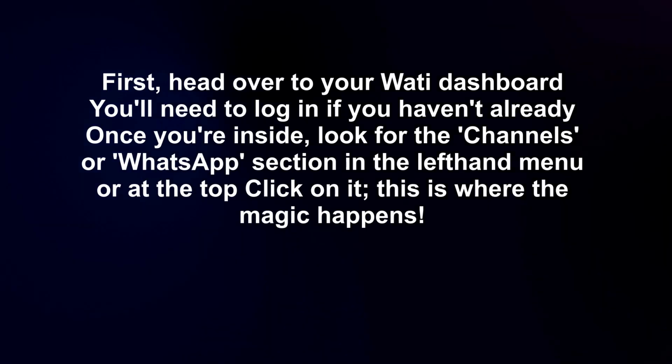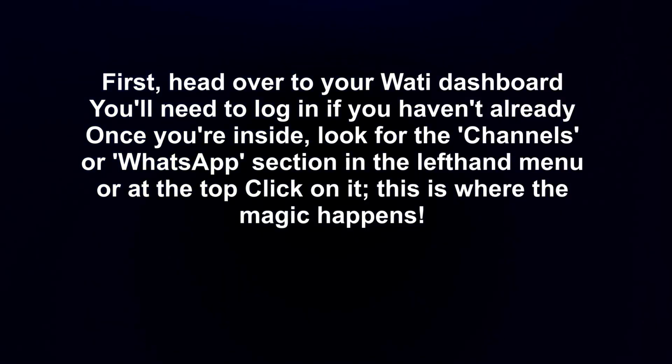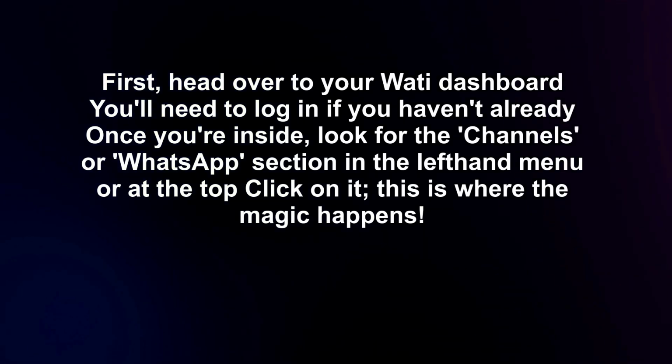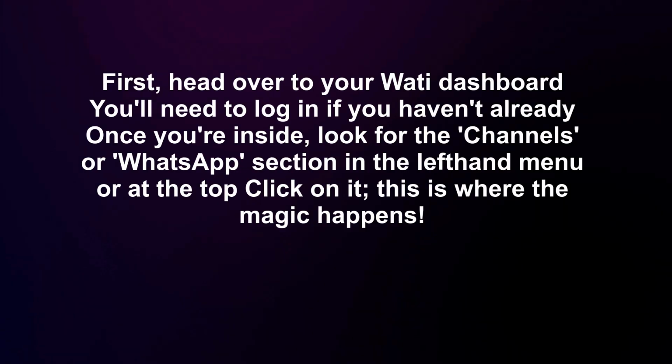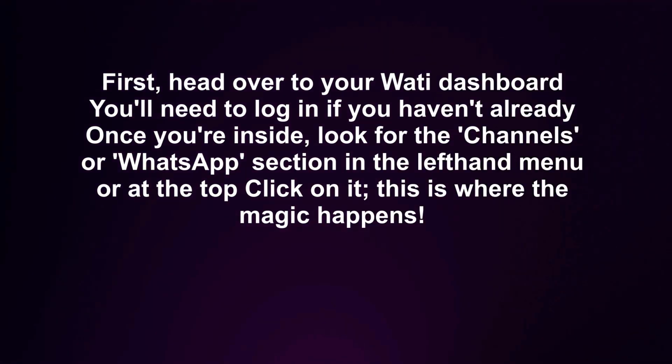First, head over to your Wati dashboard. You'll need to log in if you haven't already. Once you're inside, look for the Channels or WhatsApp section in the left-hand menu or at the top. Click on it. This is where the magic happens.